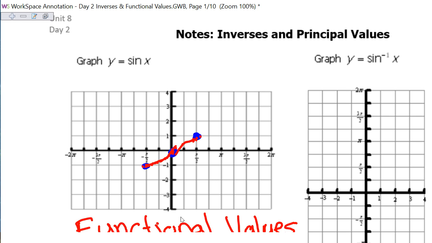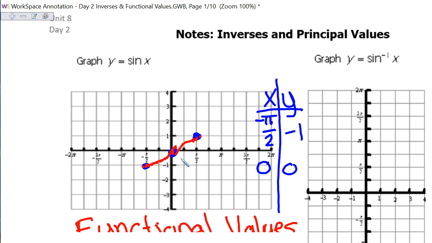Okay, now we are going to plot the inverse based off of those 3 points, and I'm going to quickly just write a quick table of values. This first ordered pair is negative pi over 2. The y value is negative 1. The middle point is the origin, 0, 0. That last point is pi over 2. And the y value is 1.